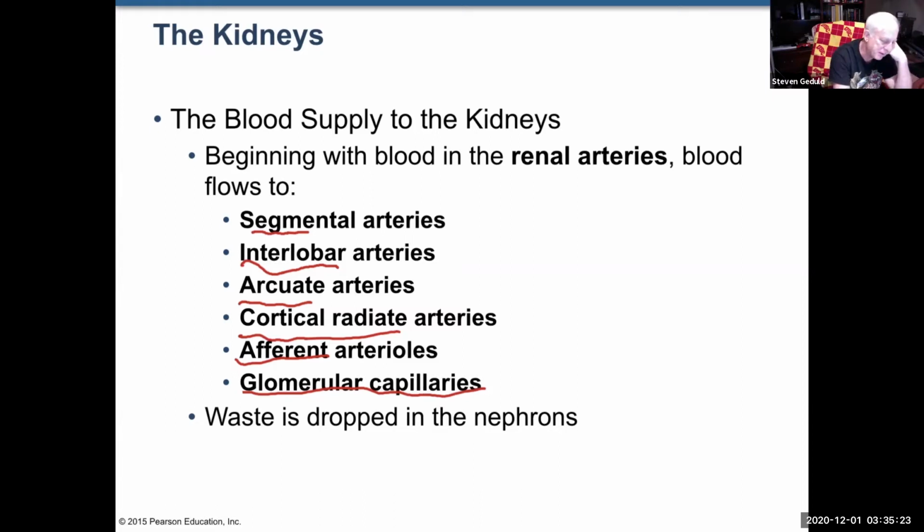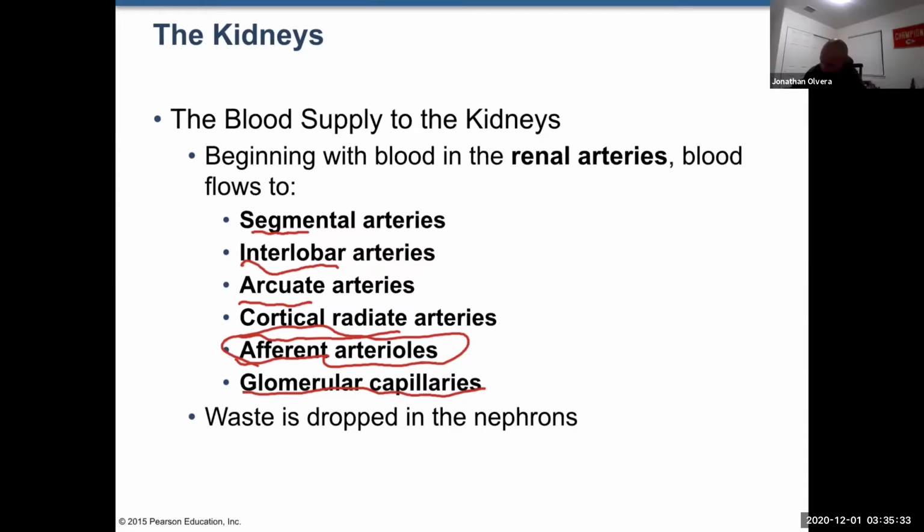Okay, afferent arterioles means what? Afferent means coming in, efferent means going out, just like in the nervous system. So your afferent arterioles are going in, just like a nervous system. Afferent comes in, efferent goes out. Then waste is dropped into the nephrons, and then filtration takes place.